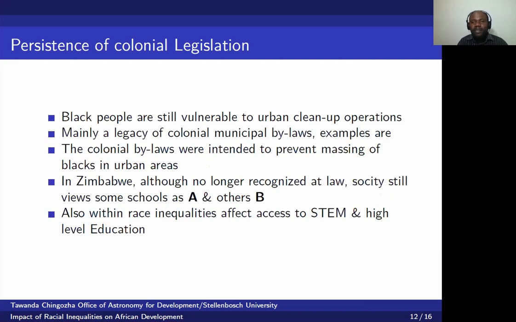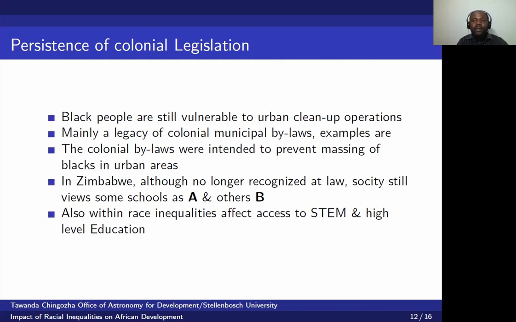So, with the presence of colonial legislation, Black people are still vulnerable to urban cleanup operations, which get in the way of them trying to make a living, lead stable lives, and ensure that they've got stable income so that they can send their children to school. This is mainly a result of the legacy of colonial municipal bylaws, some of which were enacted by colonial administrations to prevent the massing of Black people in urban areas and are now still being used against fellow Black people, to ensure that cities are cleaner, amongst other reasons.